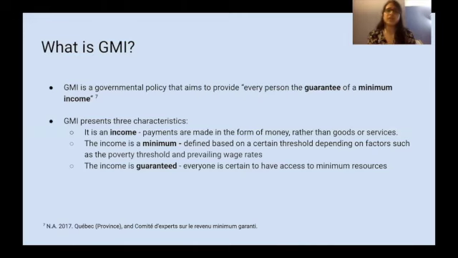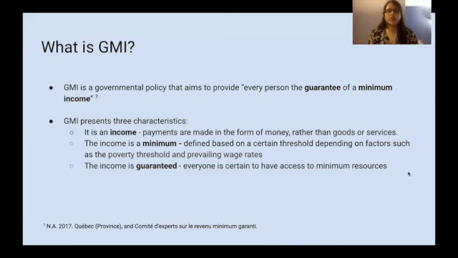The income is also a minimum, which means that it's defined based on a certain threshold that depends on various factors like the poverty threshold at the time or prevailing wage rates, and also other socioeconomic factors like the inflation rate or employment metrics. And lastly, the income is also guaranteed, meaning that everyone is certain to have access to a minimum amount of resources.